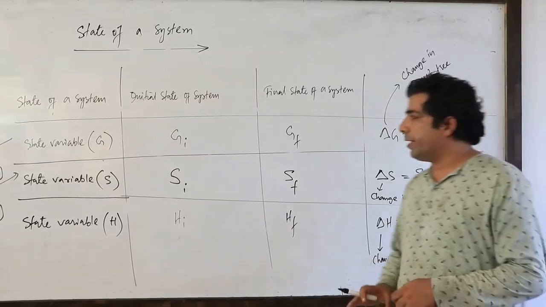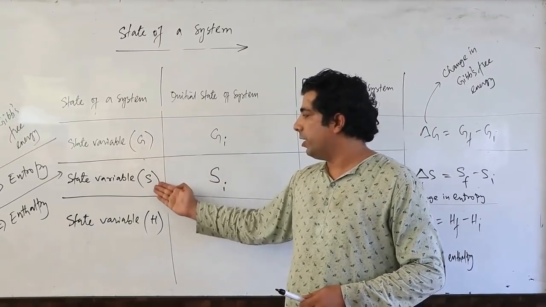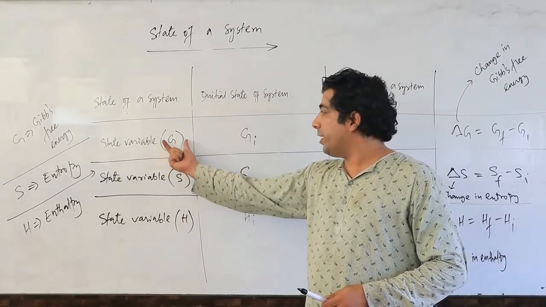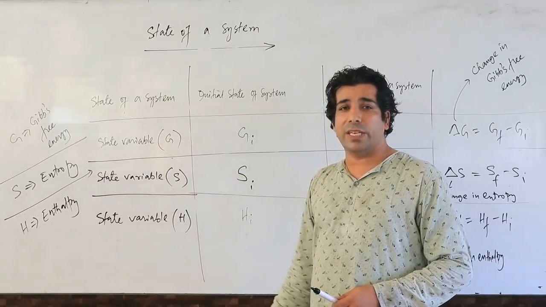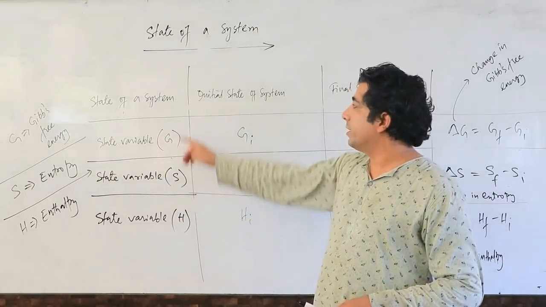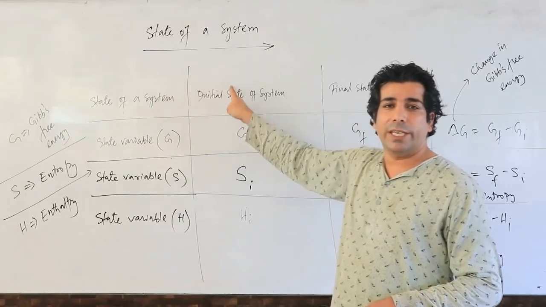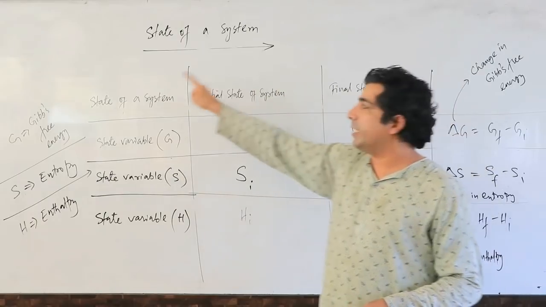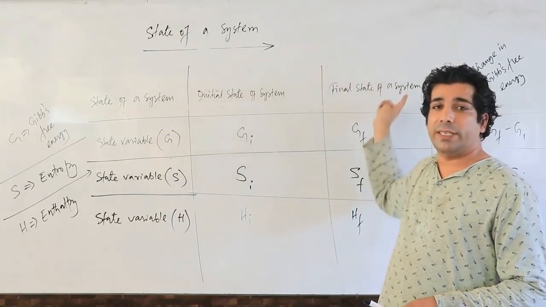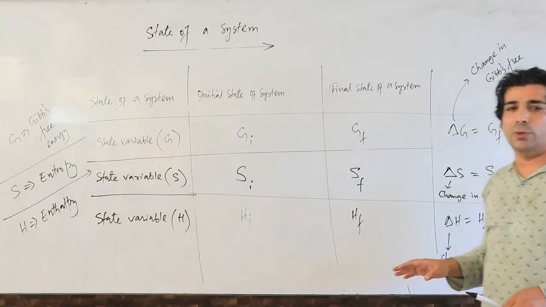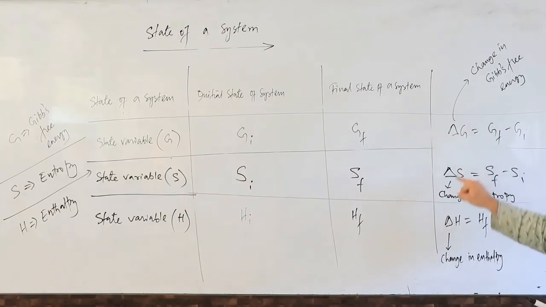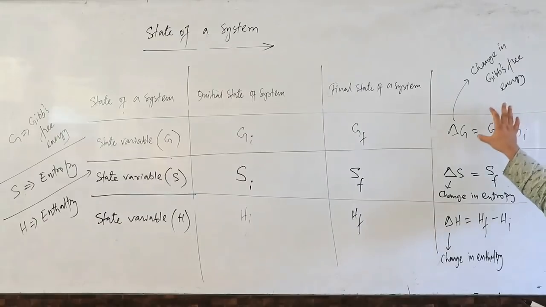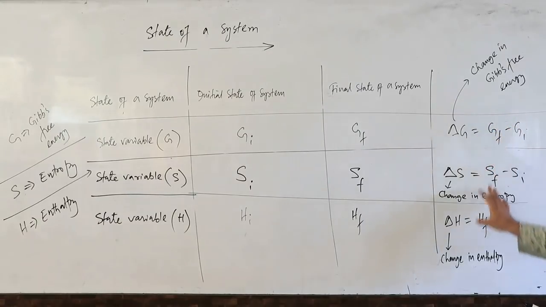So these are all, my dear friends, state variables: Gibbs free energy, entropy, enthalpy. They are state variables because when you change these, if you are changing the Gibbs free energy from Gi to Gf, then the state of the system will also change from initial to final. If you are changing entropy from Si to Sf, then the state of the system will also change from initial to final. And finally, the change in Gibbs free energy, change in entropy and change in enthalpy depends upon the final minus initial values. So remember that, my dear friends.